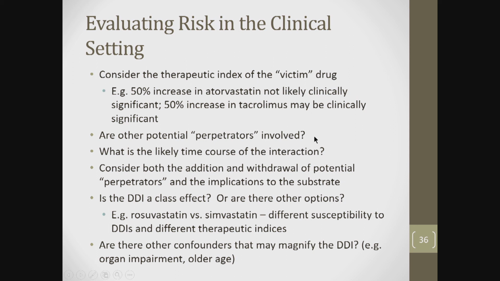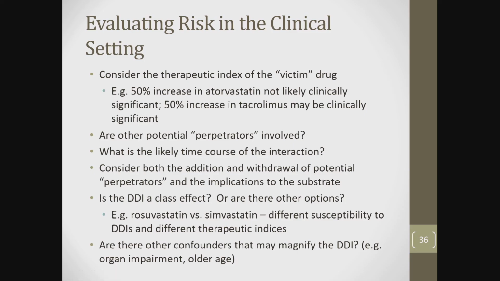In looking at a clinical profile of drugs, we also have to consider if there are other potential perpetrators involved, or is it just a single drug-drug interaction? We have to think about the time course of the interaction as we discussed. What's the onset of the inhibition or induction? When should we think about altering, if we need to, the dose of our substrate drug? And again, as we talked about, we have to consider both the addition and the withdrawal of the potential perpetrator.